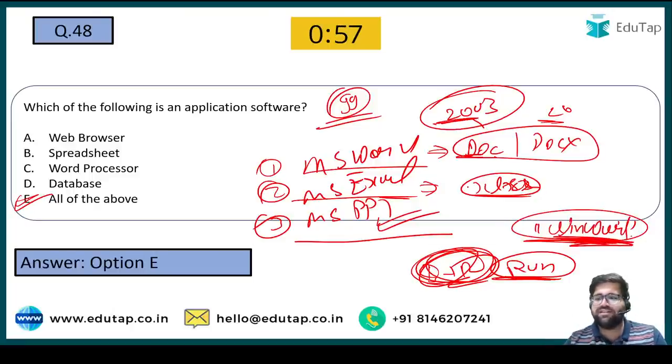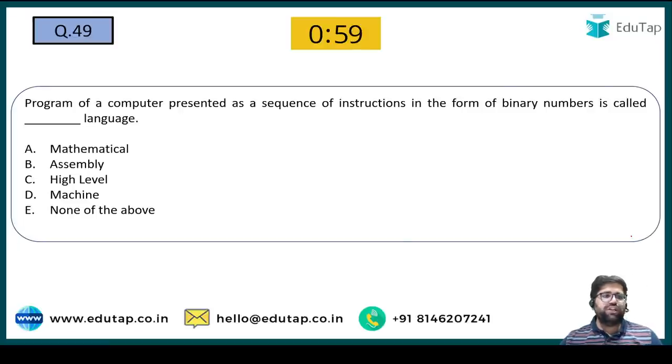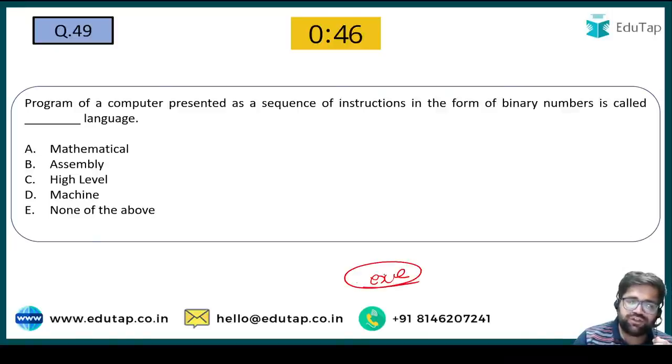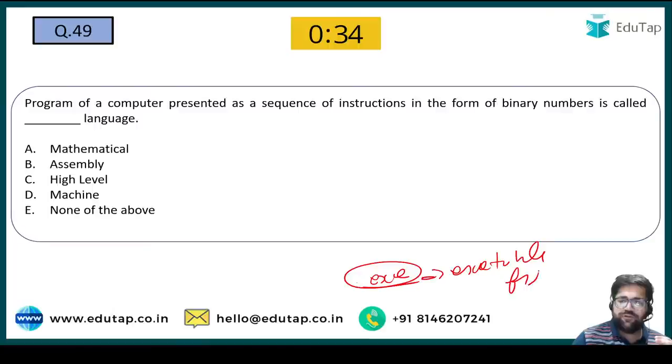Okay, so remember this. This is also very important. Question number 49. Program of computer presented as a sequence of instruction in a form of binary number is known as WinWord.exe. Good. EXE, what does EXE mean? Let me have this particular question. Someone is saying I don't know. EXE stands for executable files. I'm very sorry for my bad writing, but we have to cope with it.